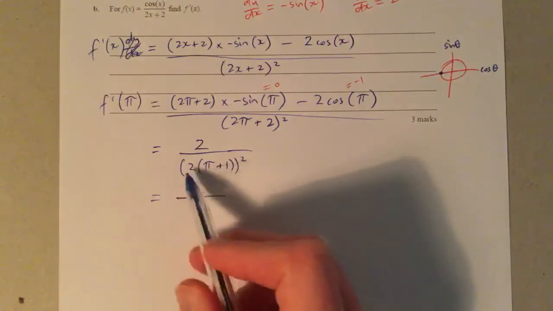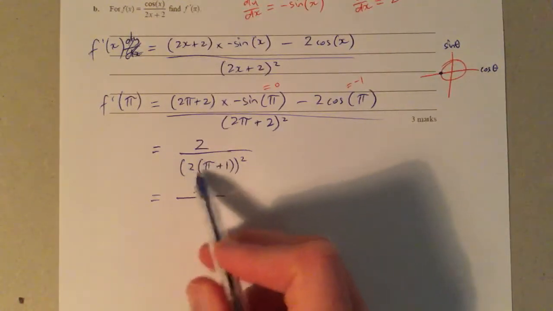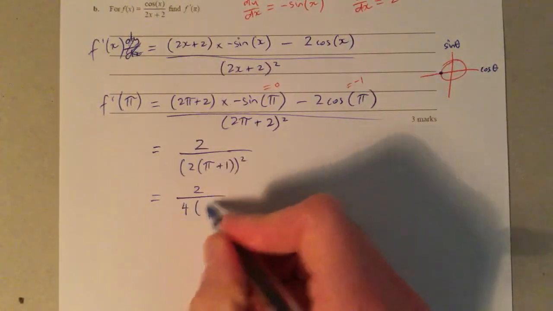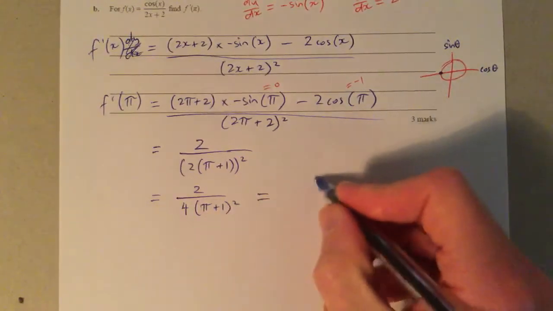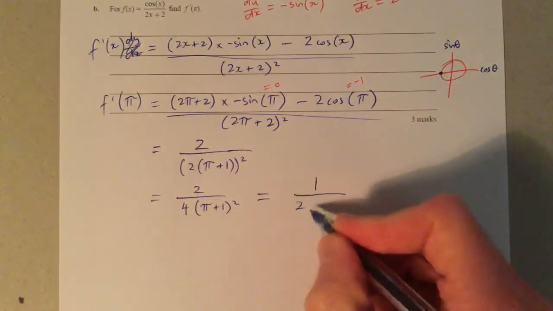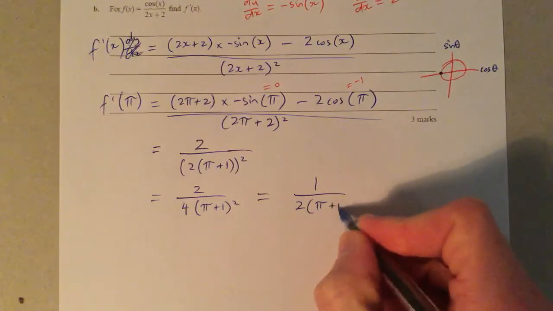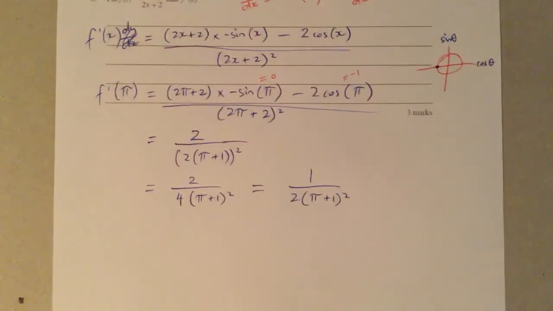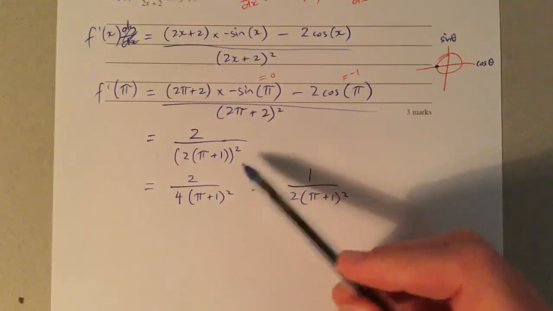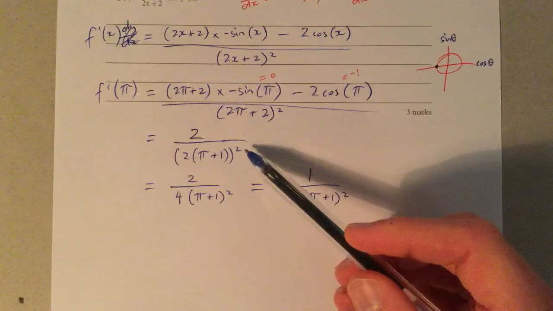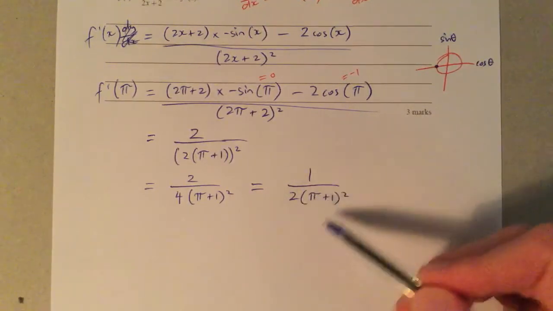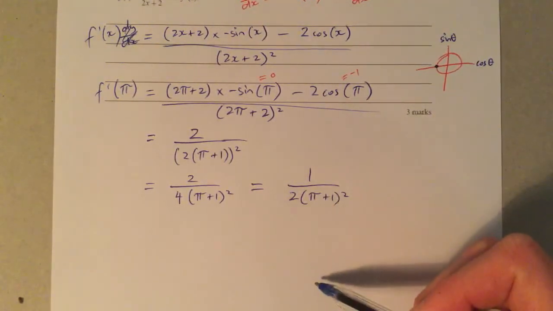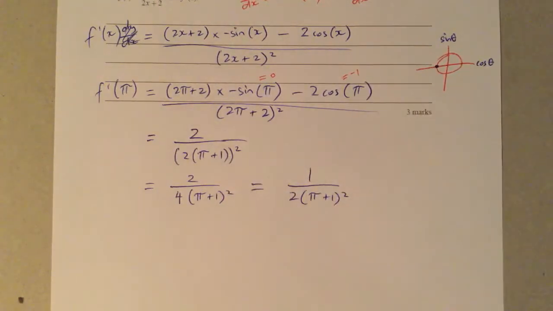2 over, and if we square both bits inside the bracket here, we square the 2 and we square the bracket itself. And so we'd get 1 over 2 times pi plus 1 squared, right? I'd probably say that actually this answer, you probably have got the marks here, but this is just to be sure. And sometimes questions, as I said, will get you to write answers in a certain form. So it's not a bad thing to just see those extra couple of steps there.